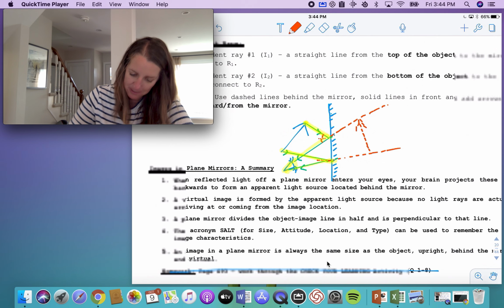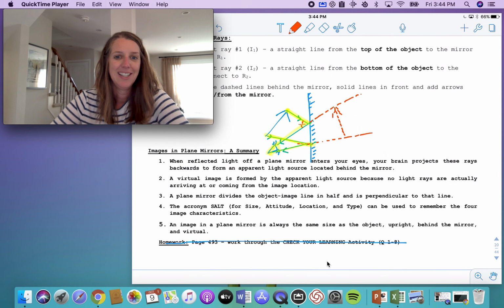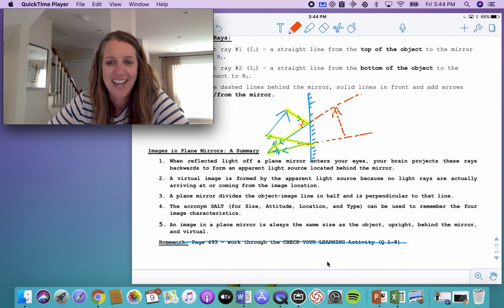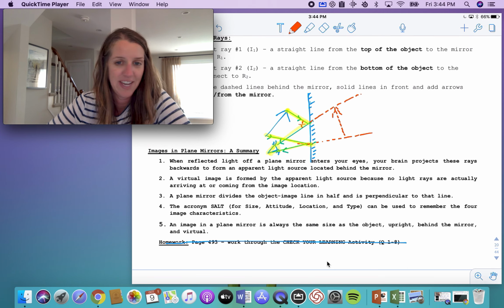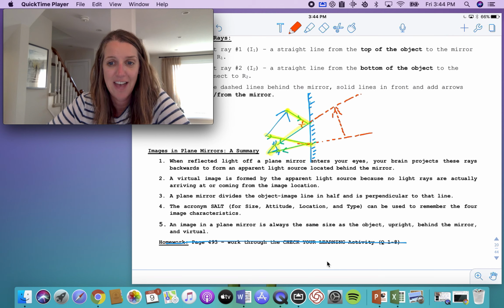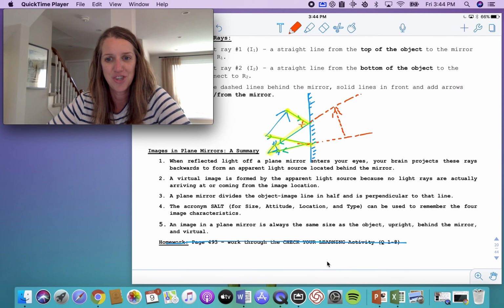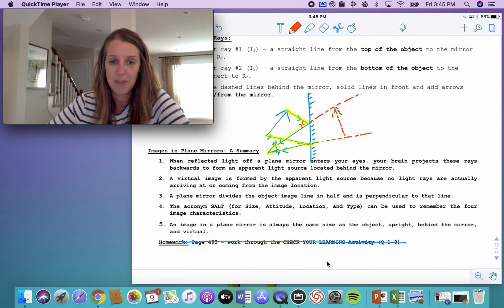So in summary, when reflected light off a plane mirror enters your eye, your brain projects these rays behind in the form of an apparent light source behind the mirror. A virtual image is formed by the apparent light source because no light rays are actually arriving at or coming from the image location. A plane mirror divides the object-image line in half and is perpendicular to the line. The acronym SALT, for size, attitude, location, and type, can be used to remember the four image characteristics, and an image in a plane mirror is always the same size as the object, upright, behind the mirror, and virtual.